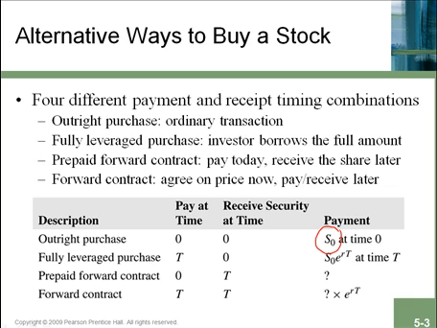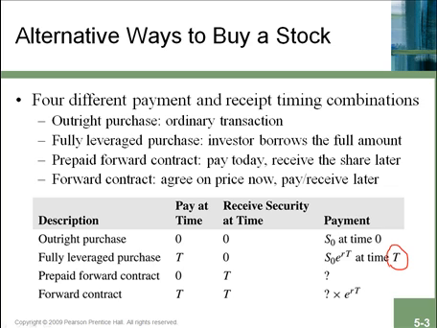Now, let's look at a slightly different method. Let's say we wanted to do a fully leveraged purchase of the stock. In other words, we borrow money to purchase a stock. Well, because we borrow the money, there really is no net payment today. There's no net cash outflow. The cash outflow, that is the payment, occurs when the loan comes due. And we're going to assume for this example that the loan comes due at time T in the future. In this case, you received the stock at time 0 today, but the payment didn't happen until later.